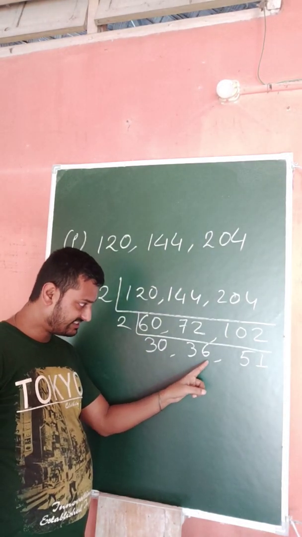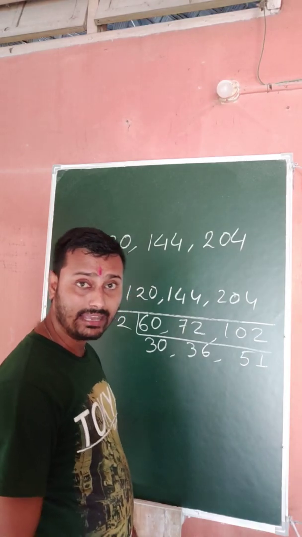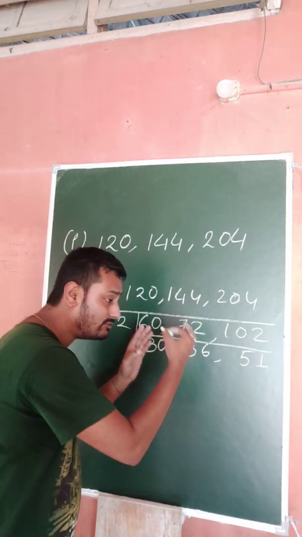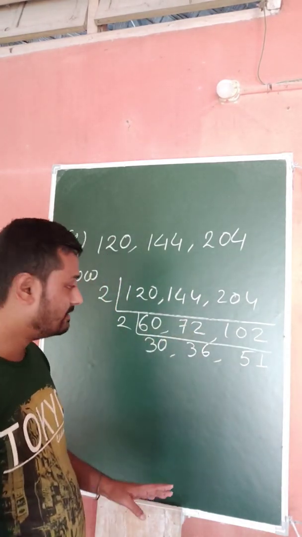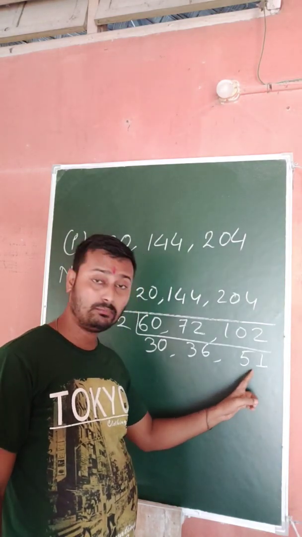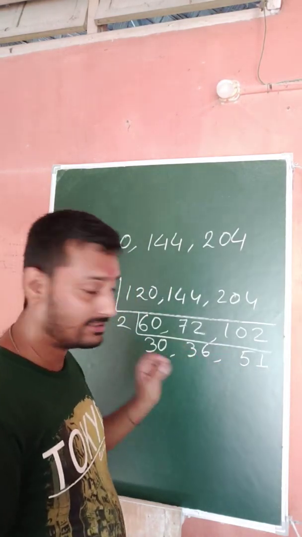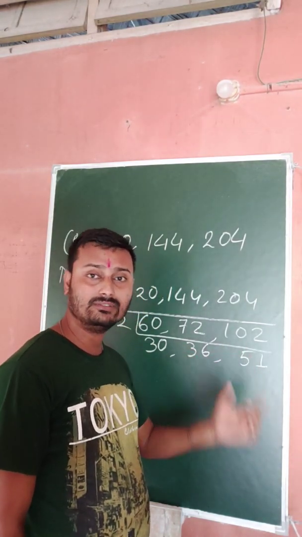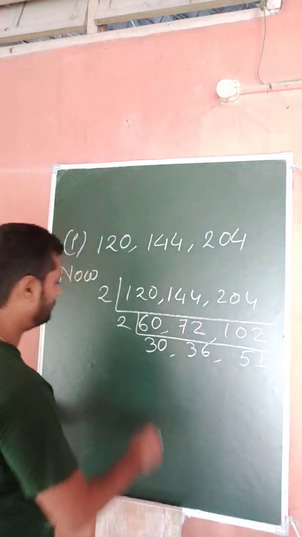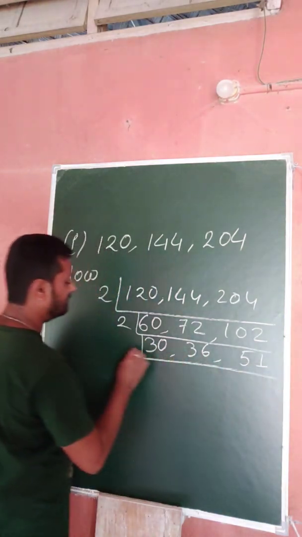Look at this one, 36. 3 plus 6 is 9. 9 is divisible by 3. That means 36 will be divisible by 3. Clear? So now the last one, 51. 5 plus 1 is 6. 6 is divisible by 3. That means 51 will be divisible by 3. So we can divide all the three numbers by 3.